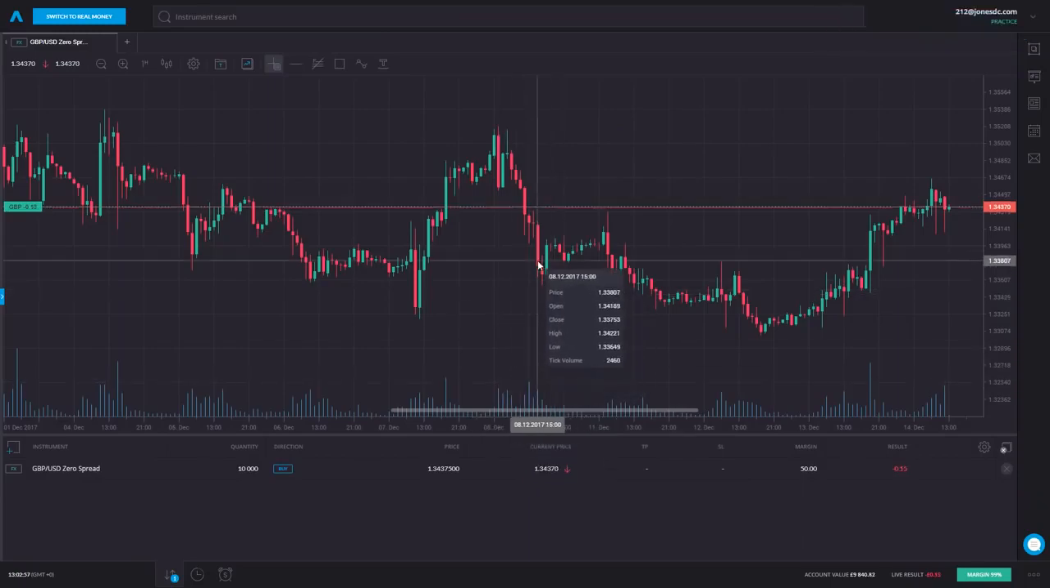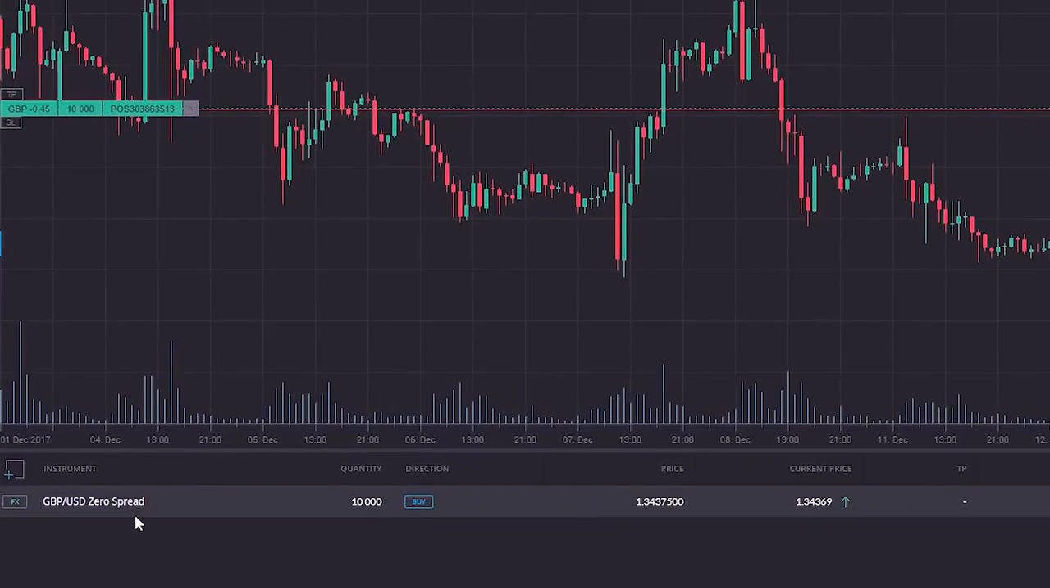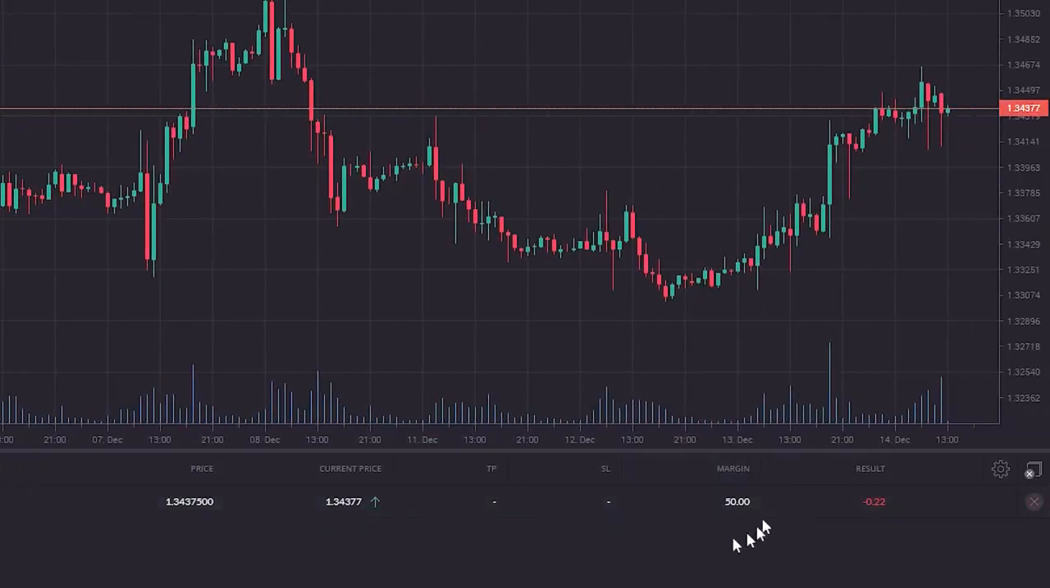So our trade has gone through, and you can see it down here in my open positions. Pound US dollar, zero spread, 10,000 I bought, 134.37 and a half is where I was filled. There's the latest price, and this is what we're talking about. This is my margin requirement. So I've got £50 from my account tied up against this trade.